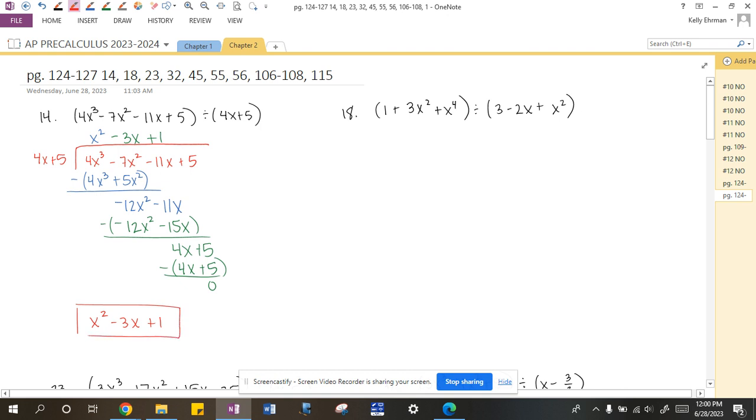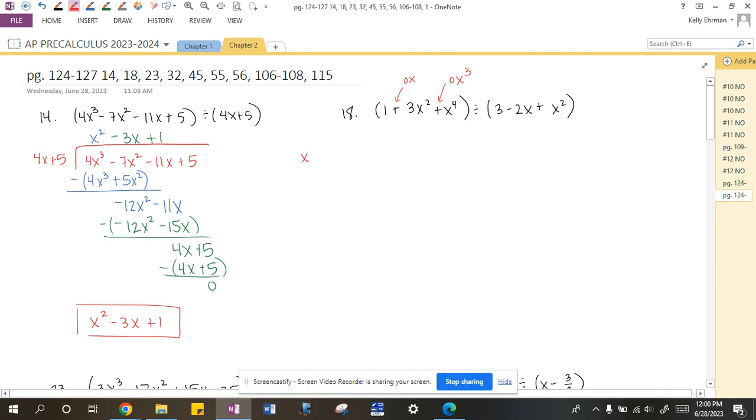Same instructions for the next problem. You'll notice they put the terms out of order. I'm also looking at these and seeing there's no x to the third and there's no x. We have to fill in those placeholders. And placeholders, you need to do that whether it's in the dividend or the divisor. But our divisor looks okay.